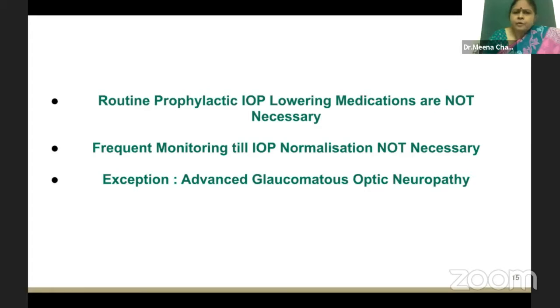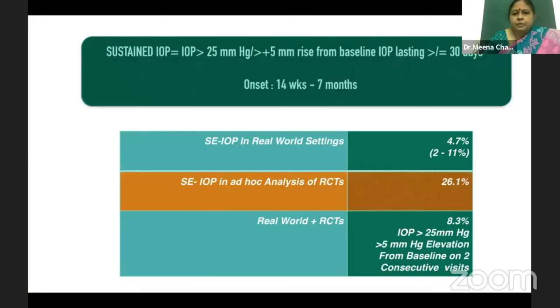Therefore, prophylactic lowering of the IOP with medications is not necessary for the management of the transient elevation of intraocular pressure, nor do you require monitoring of the patient till there is normalization, except if you are dealing, as I said already, with a patient who has an advanced glaucomatous optic neuropathy.